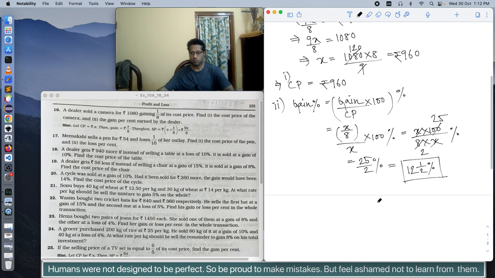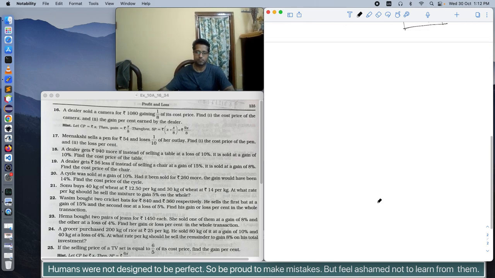Okay, let's do problem number 17. Meenakshi sells a pen for rupees 54 and loses 1/10 of her outlay. Find the cost price of the pen and the loss percent.